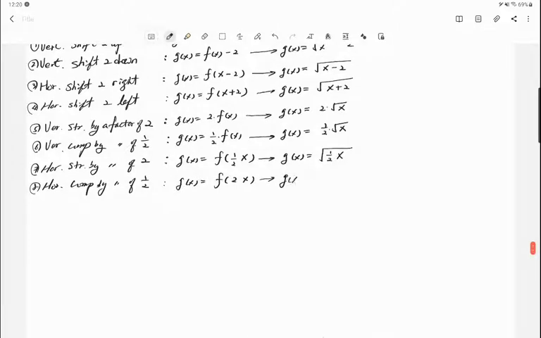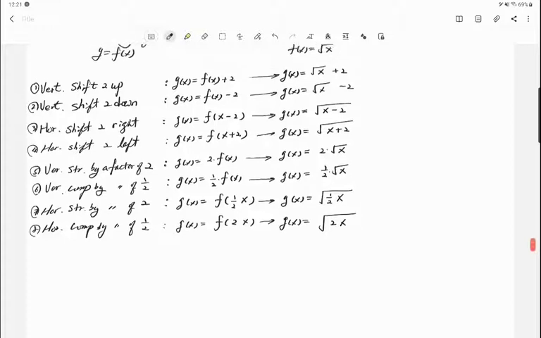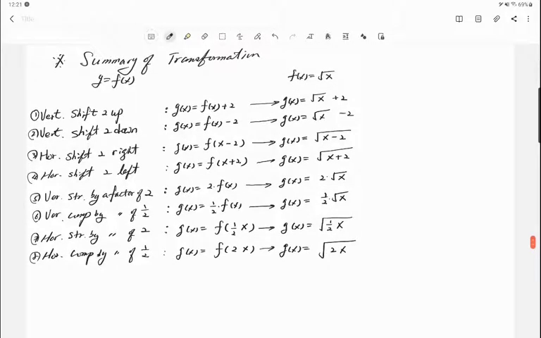Okay, and g of x. Now, if x is multiplied by 2, then the reciprocal is what? 1 over 2, right? So this is horizontal compression by a factor of 1 over 2. Can you see it? Okay, how about this one? Should I graph it? Actually, we don't need to graph it. Okay, let's try another one.